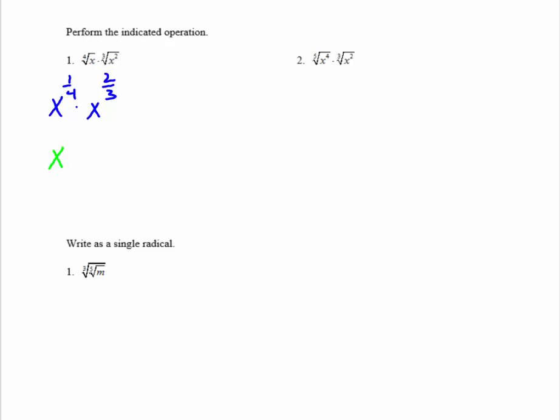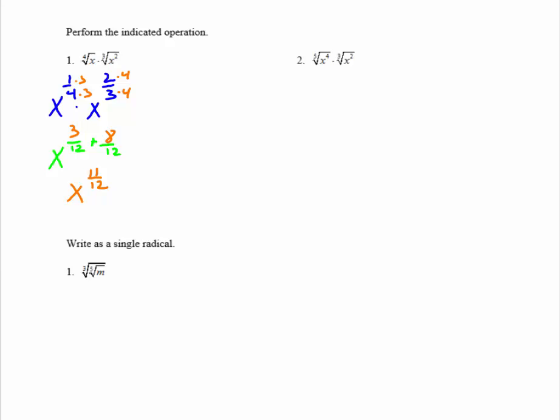When we're multiplying, we add powers, and the first denominator that 4 and 3 can both go into is 12. So what does my numerator need to be multiplied by? Well, the first one needs to be multiplied by 3, so we get 3/12. And the second one needs to be multiplied by 4, so we end up with 8/12. So we had to find a common denominator. Adding those together, we get x to the 11/12.